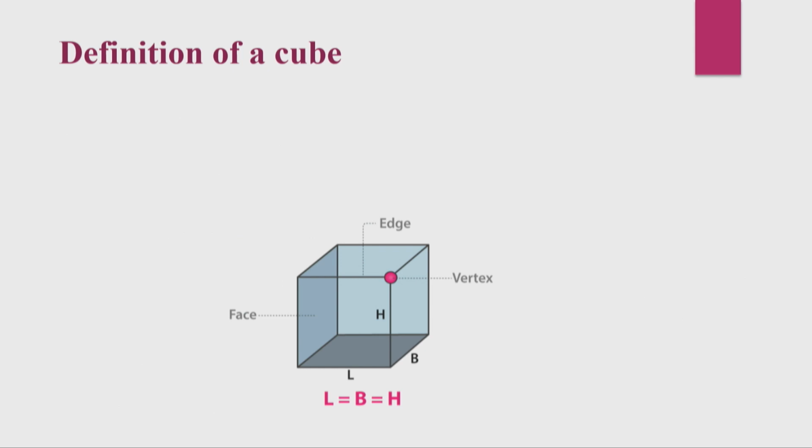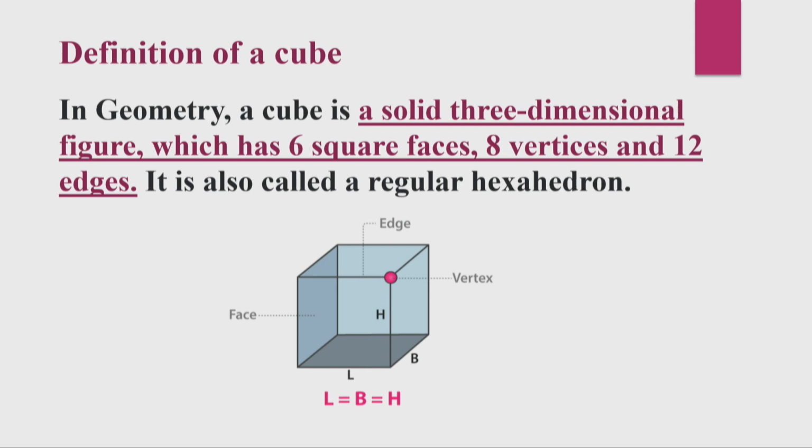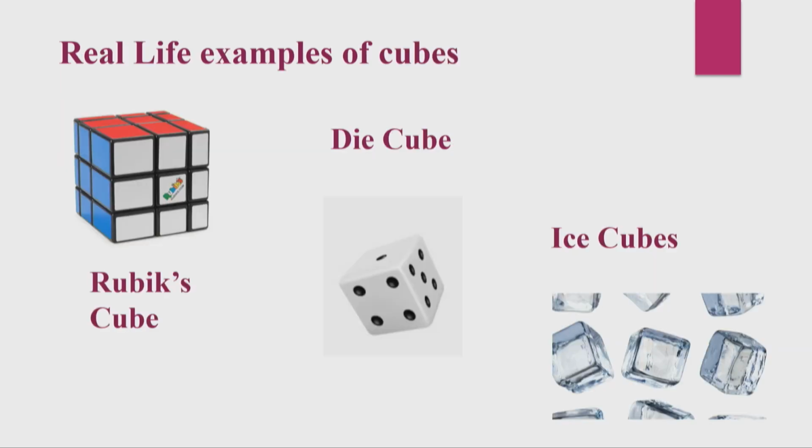Let's learn about cube. The definition of a cube. In geometry, a cube is a solid three-dimensional figure which has 6 square faces, 8 vertices, and 12 edges. It is also called a regular hexahedron. These are some real-life examples of cubes.